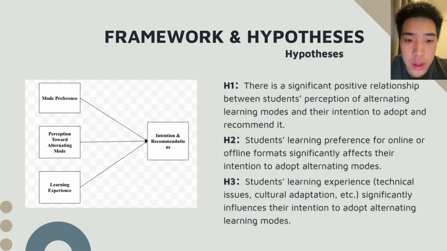And next, H2: students' learning preferences for online or offline formats significantly affect their intention to adopt alternating models. And the next, H3: students' learning experience significantly influences their intention to adopt alternating learning models.